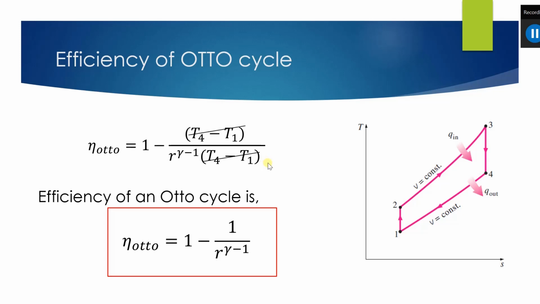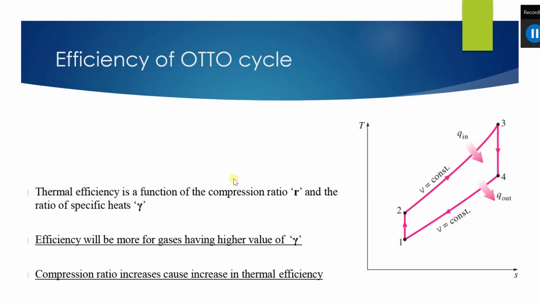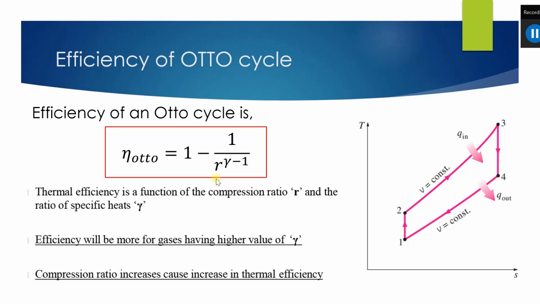From this equation, we can see that the efficiency of an Otto cycle depends upon the compression ratio and the ratio of specific heats. So thermal efficiency is a function of compression ratio r and the ratio of specific heats gamma. Efficiency will be more for gases having a higher value of gamma. Whenever the gamma value increases, the efficiency of the system also increases. Also, when the compression ratio of the system increases, the thermal efficiency increases.